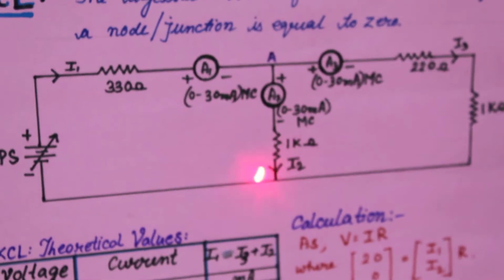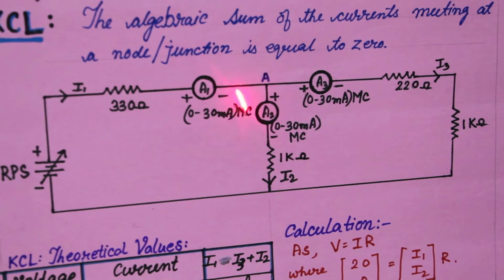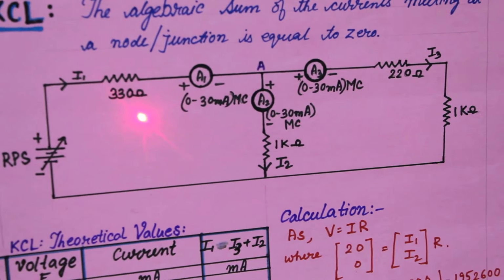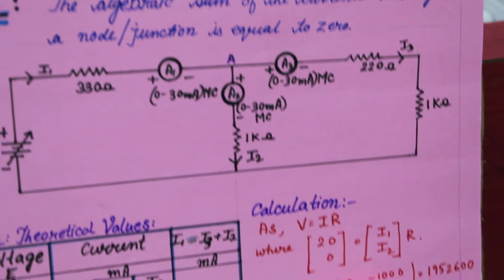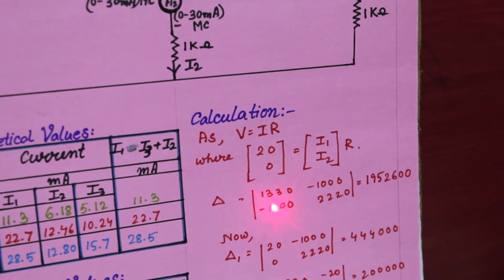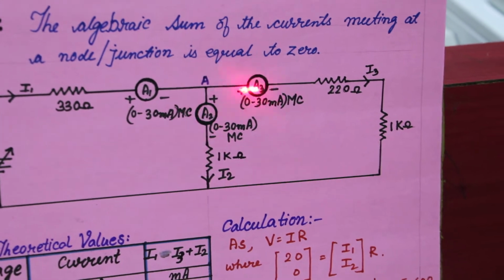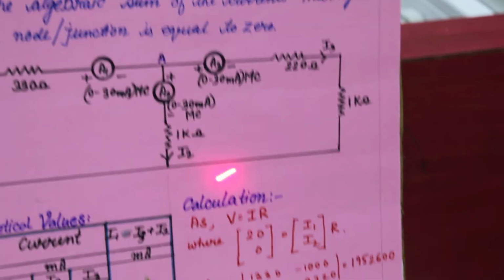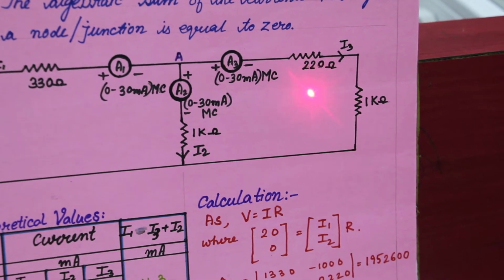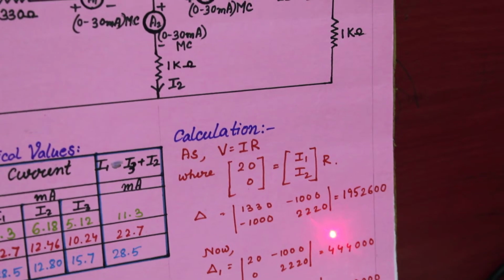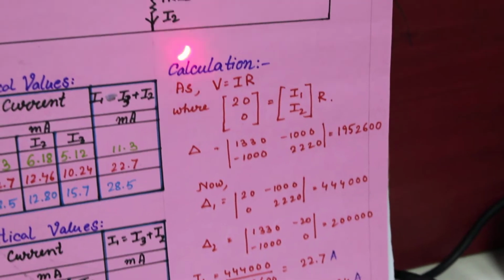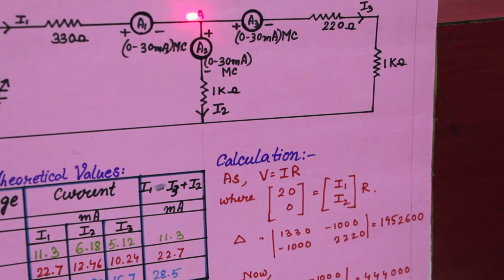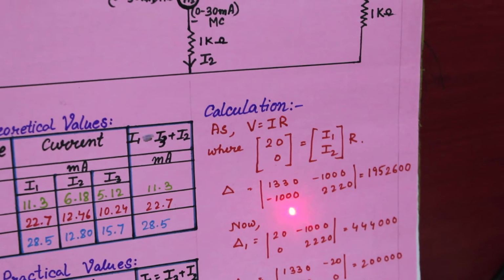In the R matrix, R11 corresponds to the resistance in the first loop. Here you have 330 ohms plus 1K, which has been represented here as 1330 ohms. Now in the second loop, what is the total resistance? That is R22, which is 1K plus 1K plus 220, so you have 2220 ohms here. Now what is the resistance in between these two loops? That is going to be represented as R12 or R21.